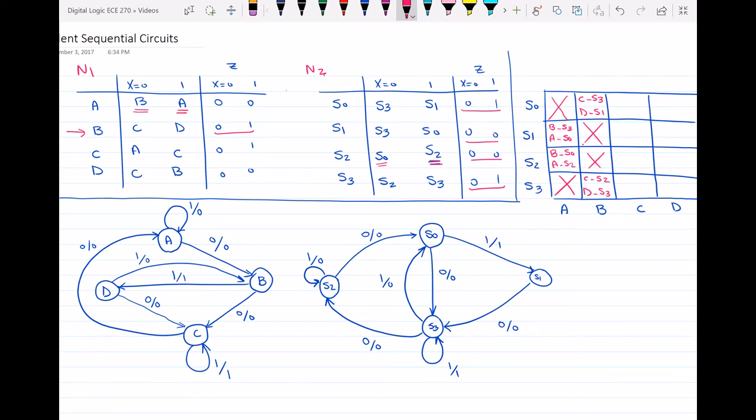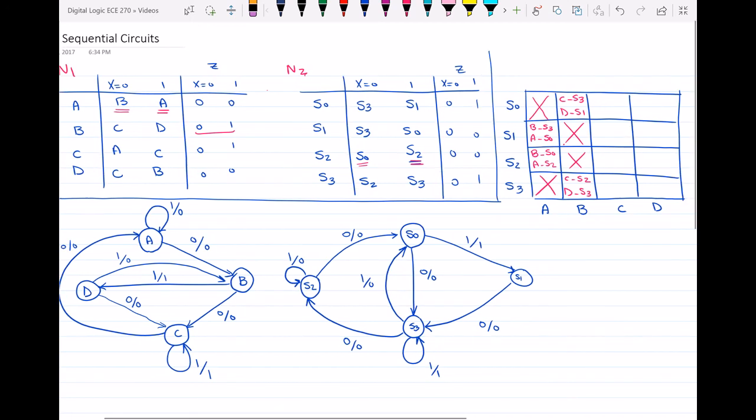All right, so I will do the same procedure for state C of machine N1. C with S0, I can compare it because they have the same output.